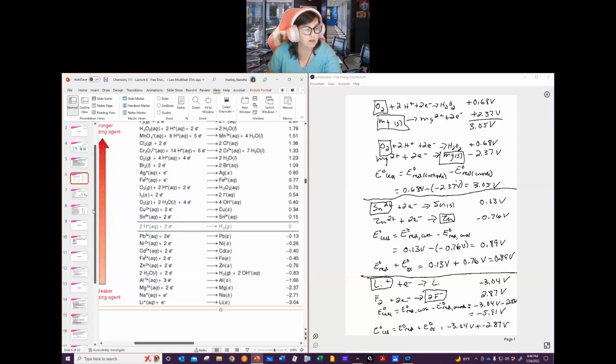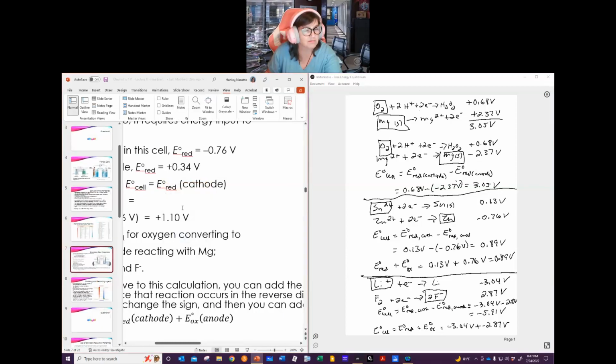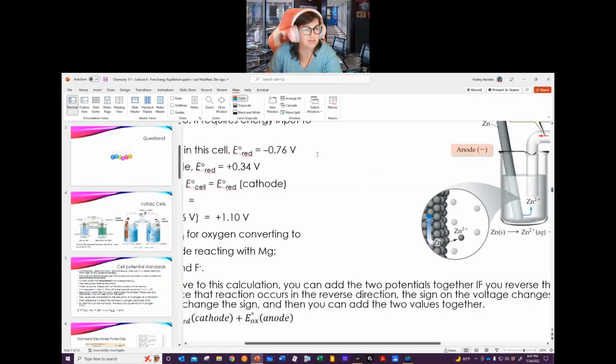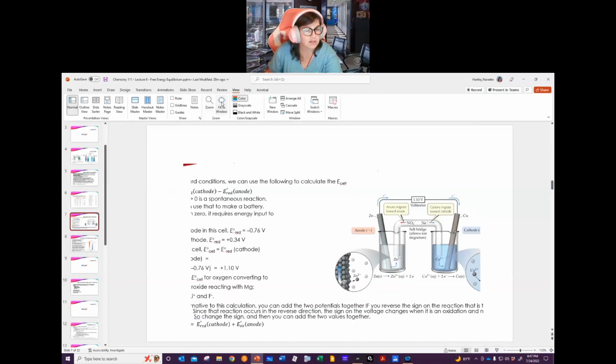So now I'm going to go back. Let me zoom to fit. Apparently it's not going to let me do that. See, I shouldn't have zoomed. I hate it when I do that. Fit the window. That's what I.